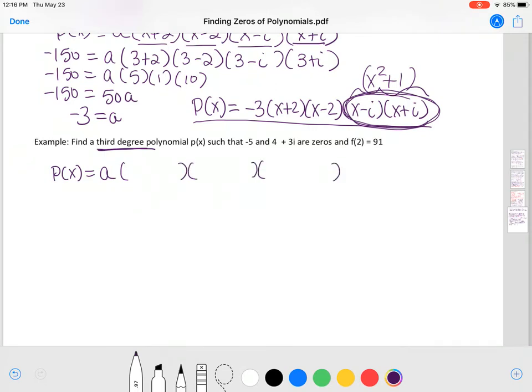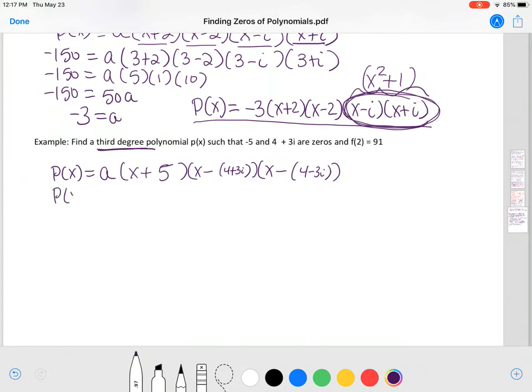Now it tells us that one of the zeros is -5, so that means I should have a factor of x plus 5. One of my zeros is 4 plus 3i, so I should have a factor of x minus (4 plus 3i). And then because of the conjugate theorem, we want to make sure that we also have the conjugate as a zero. So I'm also going to have x minus (4 minus 3i), because those are conjugates.